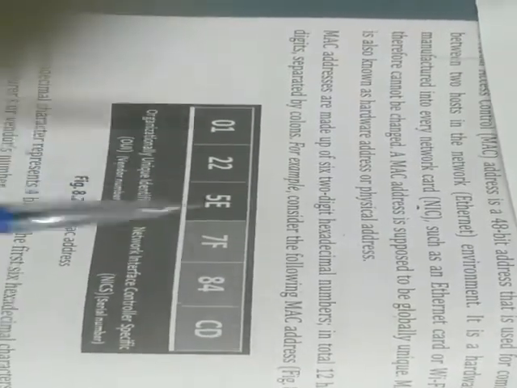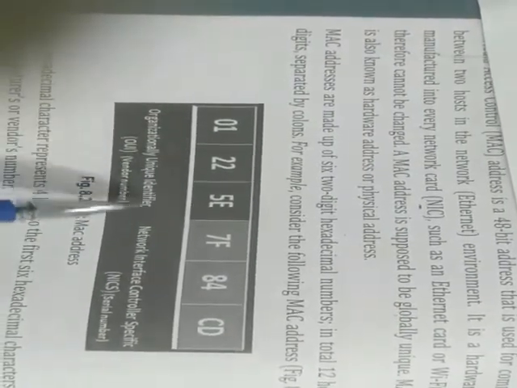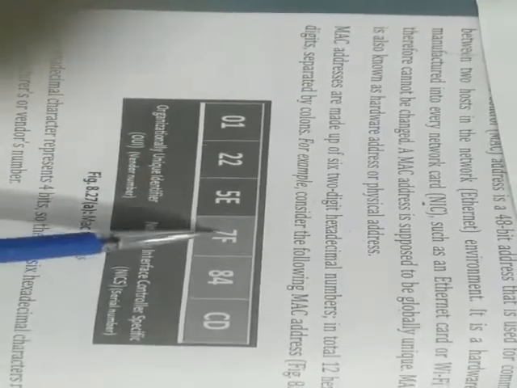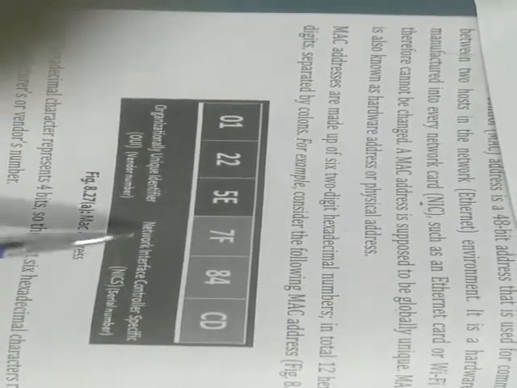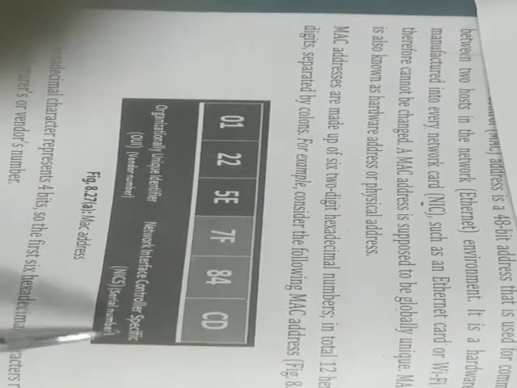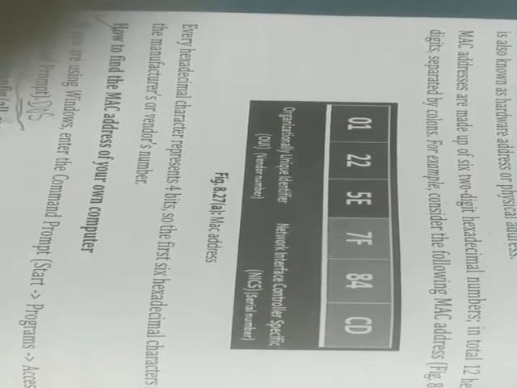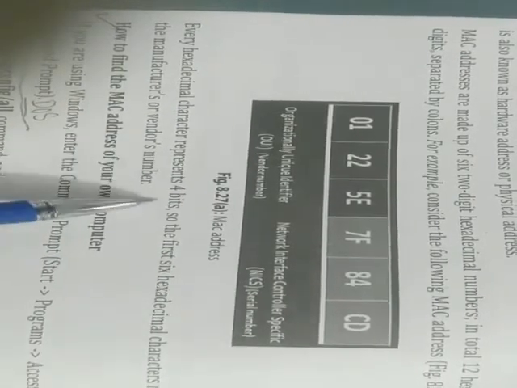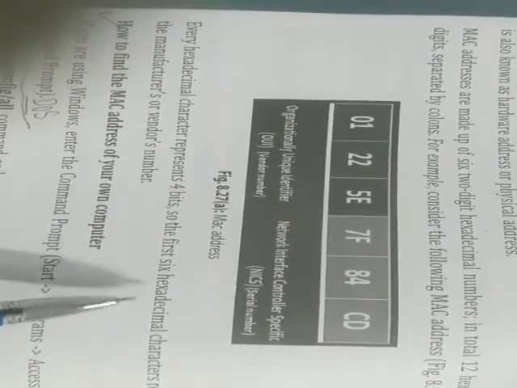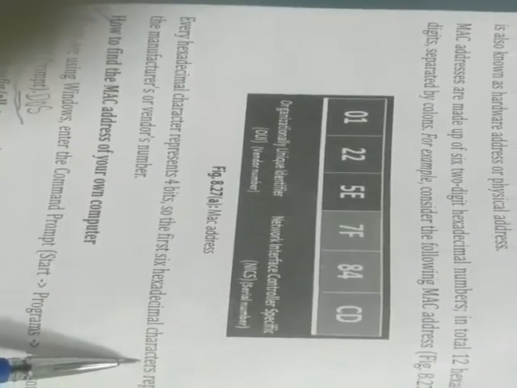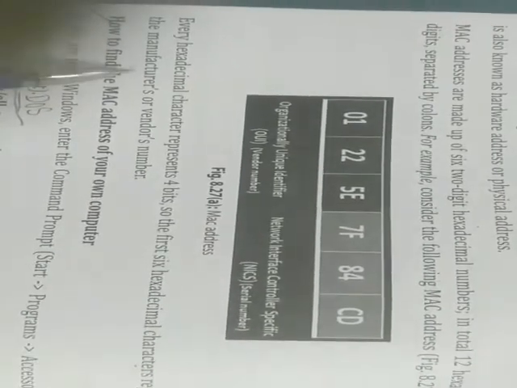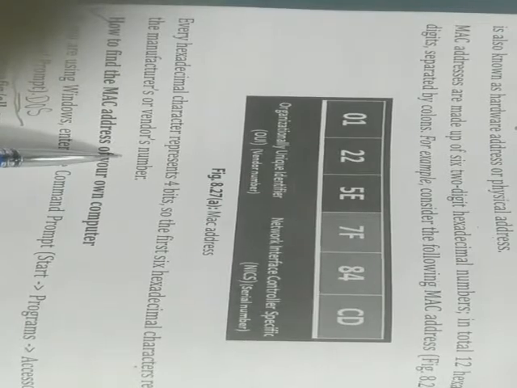The first three numbers are called the Organizationally Unique Identifier (OUI), and the last three numbers are called the NIC-specific, network interface controller specific. Every hexadecimal character represents 4 bits, so the first 6 hexadecimal characters represent the manufacturer's or vendor's number.